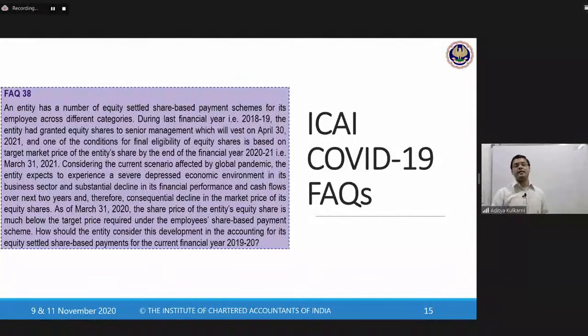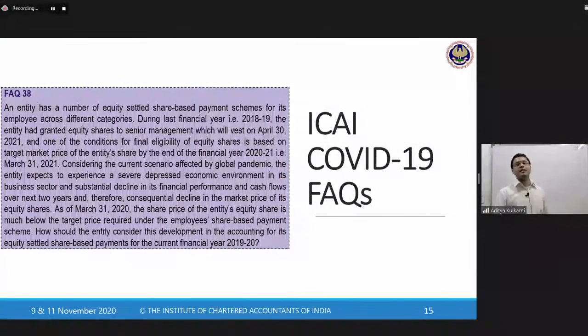Then how can you say the fair value is factoring? The fair value does factor, although a COVID-19 scenario may not be factored, but the fair value does factor the probability of the market price not being met. If truly your option prices have gone for a toss, if truly your share prices have gone for so much of a toss that your fair value has become meaningless, then what the company can do is it can modify the option.